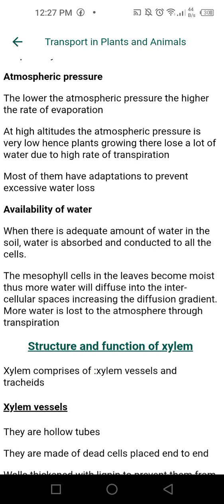At high altitudes, the atmospheric pressure is very low, hence plants growing there lose a lot of water due to high rate of transpiration. Most of them have adaptations to prevent excessive water loss.